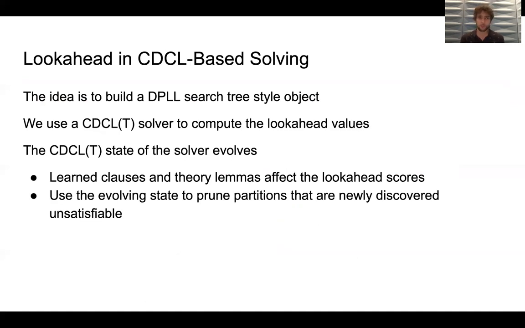So how can we use this algorithm that I just described together with a DPLL with a Lookahead? My idea here is that we still keep on doing the DPLL search tree style object, but we use the CDCLT to compute the Lookahead values when we are expanding the tree. And we let the CDCLT state of the solver evolve, so that when we learn clauses and theory lemmas, they affect the Lookahead scores. And then we use the evolving state to prune partitions that are newly discovered unsatisfiable.